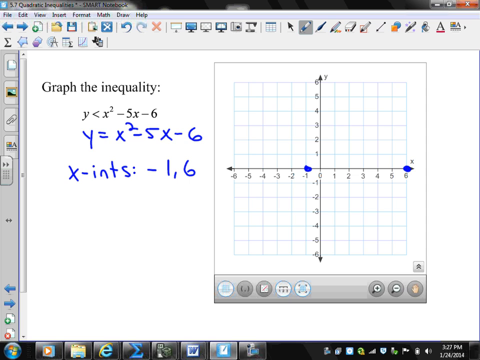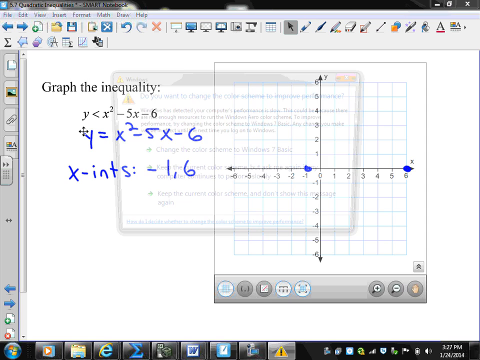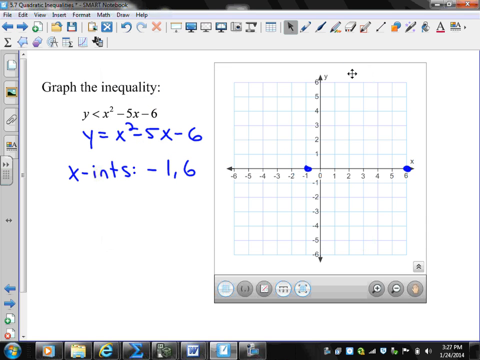And I know that my vertex is going to be halfway between them. Well, I'm going to actually eyeball most of this because the actual points aren't really overly necessary for us. So halfway in between is going to be, let's see, right about, I think this is going to be at 2.5. Let me just check this. 1, 2, 3.5. Okay, so that looks like that works. So that's my x-coordinate for my vertex.